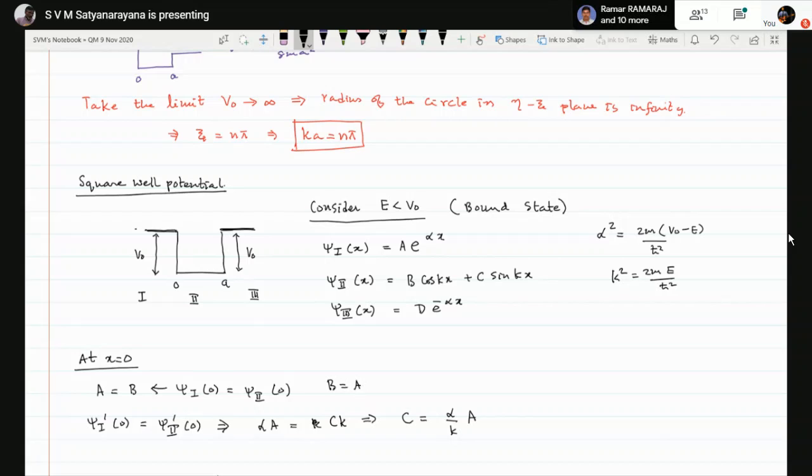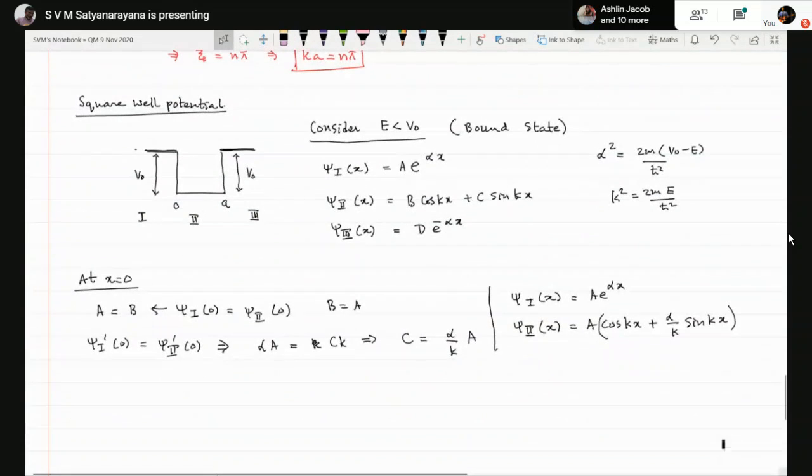Correct. So now I can write down my psi 1 of x as A into e to the alpha x, and because of these two boundary conditions, my psi 2 of x is equal to A into cos kx plus alpha by k into sin kx.